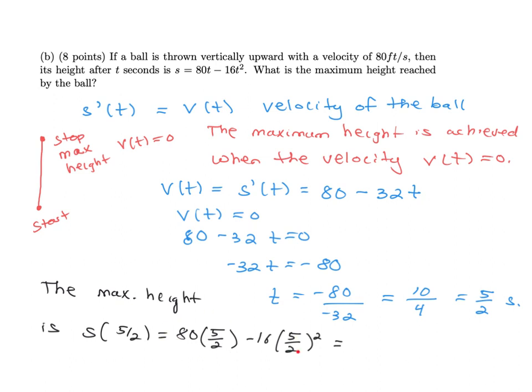When you square this, you get a 4, and 4 goes into 16 4 times, and that's going to be 4 times 5 squared, which is 25. So this was 200. This is really 4 times 25, which is 100. And so this actually simplifies to 100 feet, and this is the maximum height.